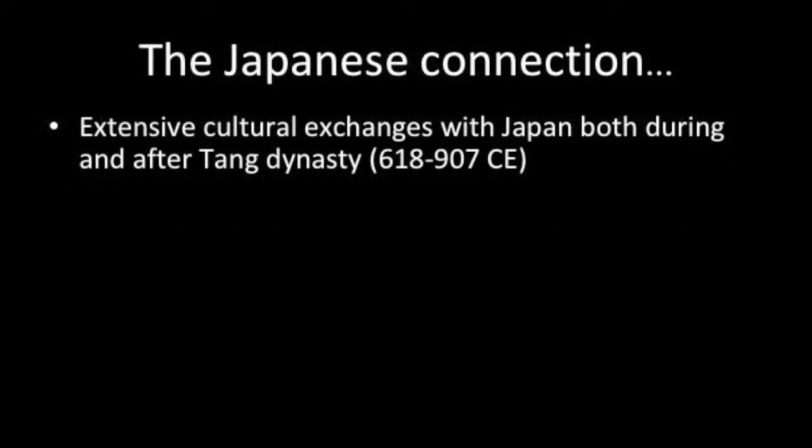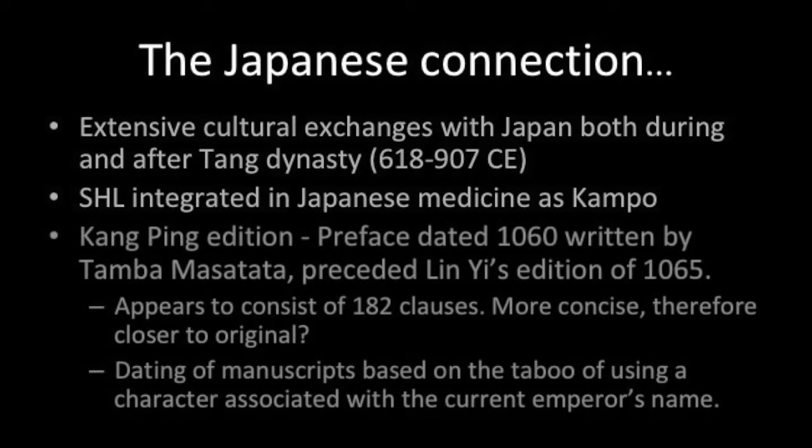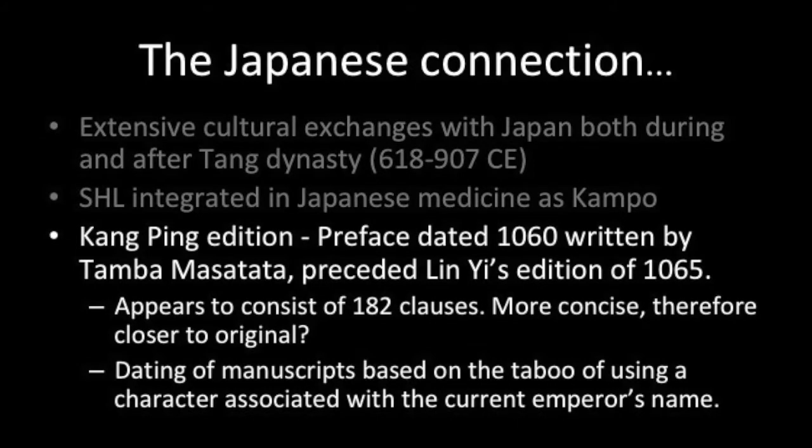Discussion of the Shang Han Lun in China is very Sinocentric. It is worth mentioning that the text had a huge influence on medicine in Korea and Japan. In fact, Kanpo, the leading form of herbal medicine in Japan, is based on the Shang Han Lun. Also, it is interesting to note that Japanese scholars claim to have an earlier printed edition, named the Kangping edition, which apparently arrived in Japan thanks to the extensive cultural exchanges that took place towards the end of the Chinese Tang dynasty. Arguments for its dating are based on its brevity and on taboos on the use of characters associated with the current emperor's name.